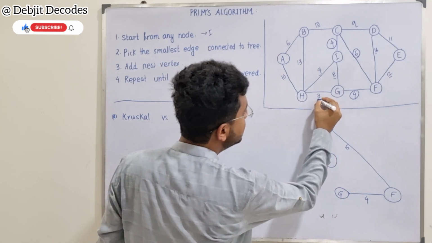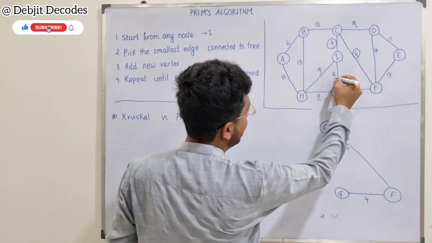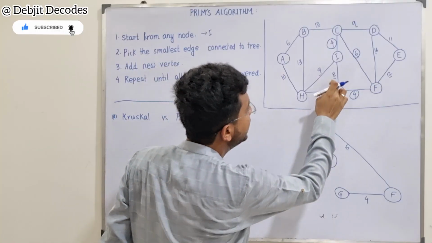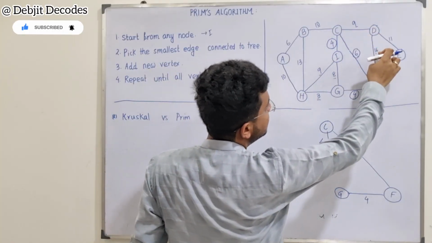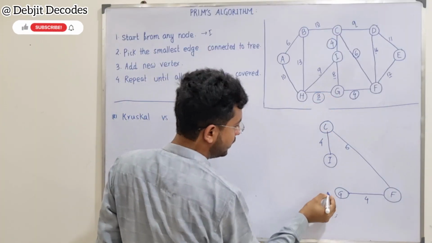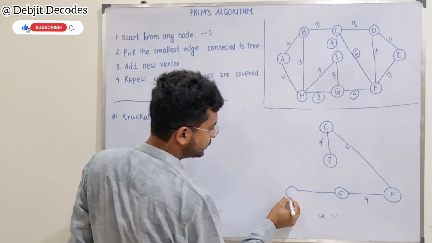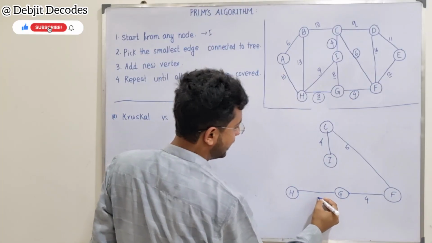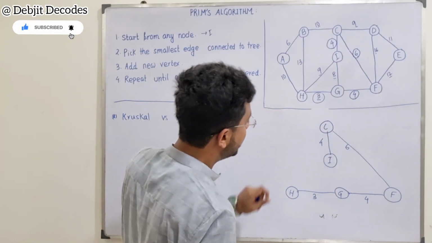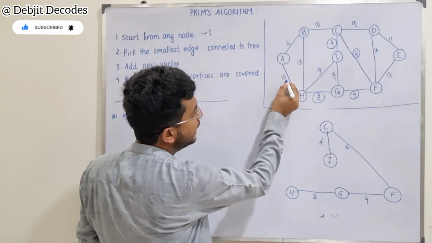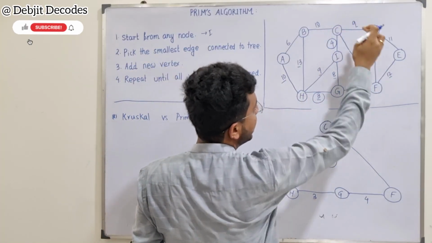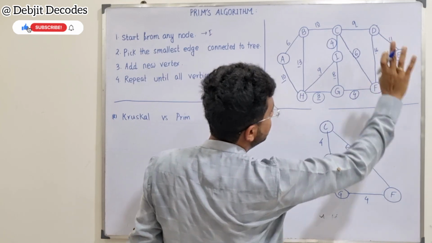So now what are the things? From G, there is 3, 4 is already there, and 8 we have already taken into consideration. So we need to pick between 3, 8, 9, 10, 9, 16 and 12. What is the smallest? This is the smallest. So we simply pick this one. This is H and this is 3. 3 is being picked. Now H is there. So what are the edges associated? 10, 13, 9, 8, 10, 9, 12, 16, like that.